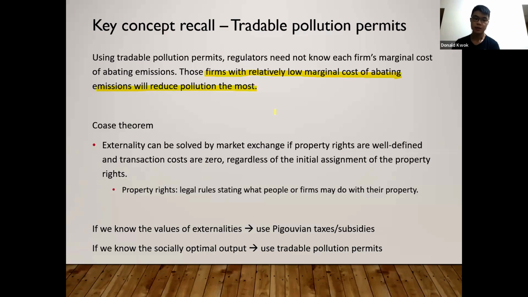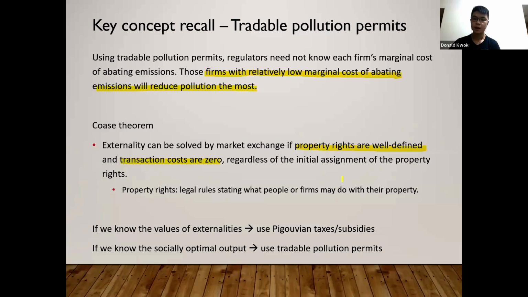So what is the Coase theorem? It says that externality can be solved by market exchange if property rights are well defined and transaction costs are zero, regardless of the initial assignment of the property rights. So there are two key conditions under the Coase theorem. First of all, well-defined property rights, and zero negotiation cost or zero transaction cost.